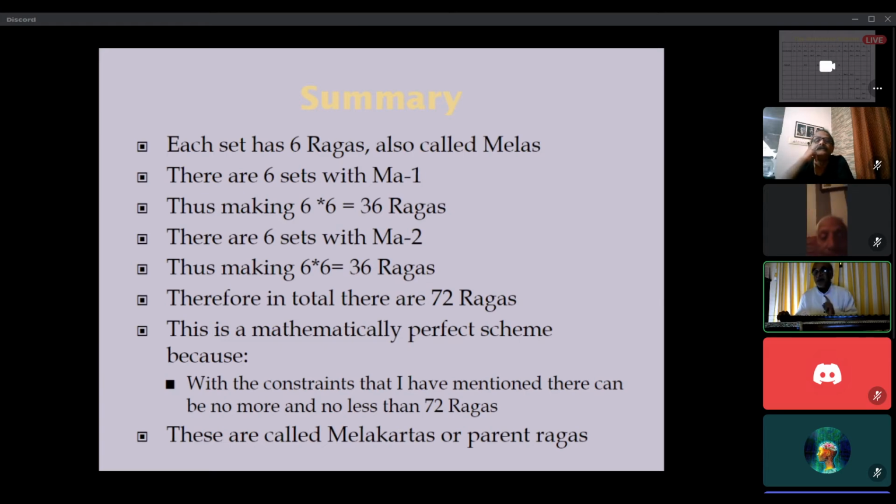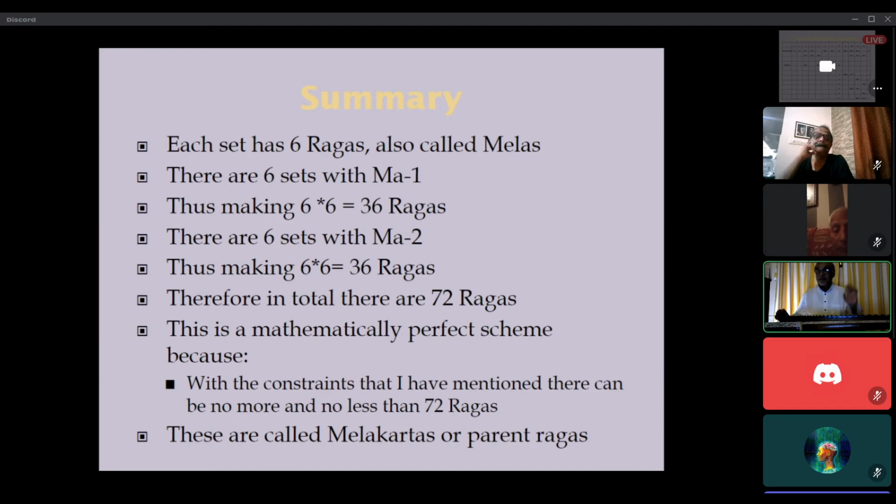The important thing about this scheme is it is a mathematically perfect scheme, because with the constraints that I have mentioned, the constraints that I told you about, going up and going down, 7 notes up and same 7 notes down, using the notes in a chronological order, and not using the same nomenclature twice, all that. If you do that, there can be no more and no less than 72 ragas. This is a very important point. There can be no more and no less than 72 ragas.